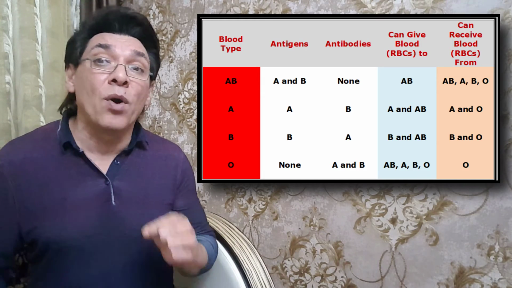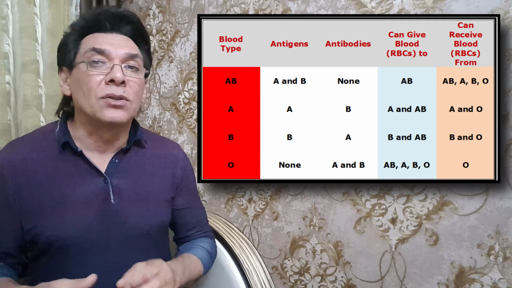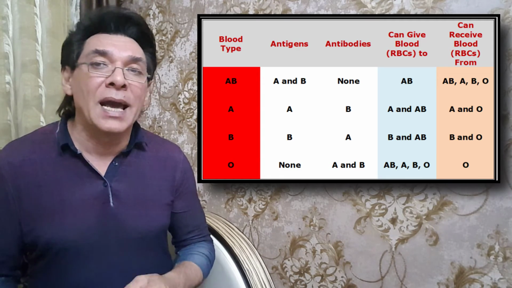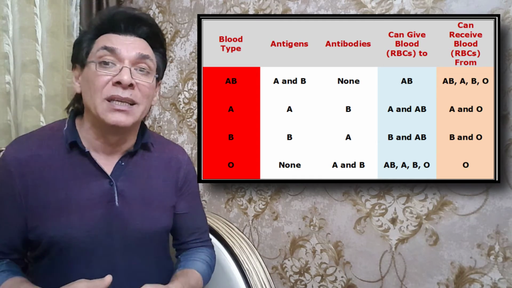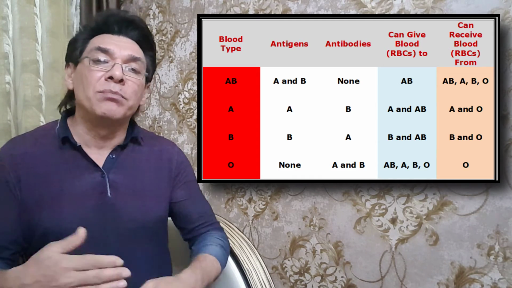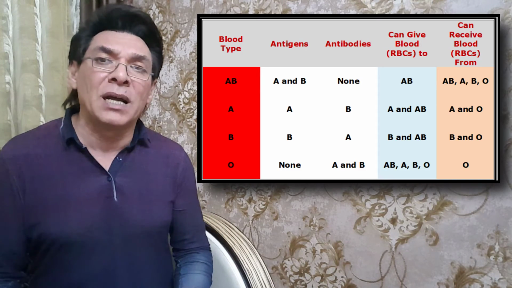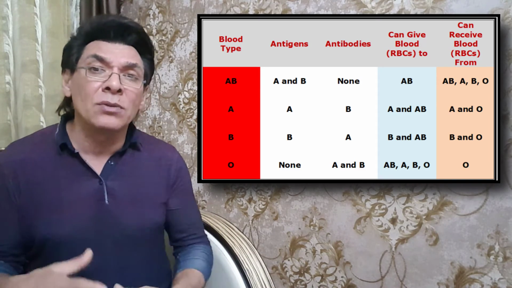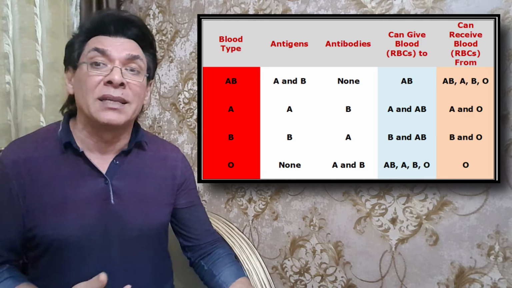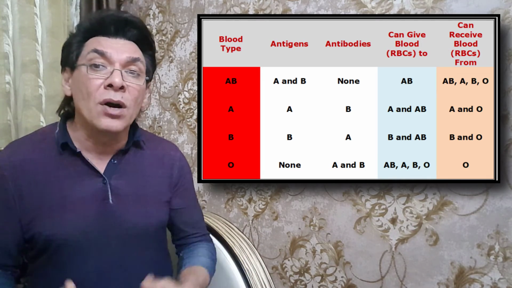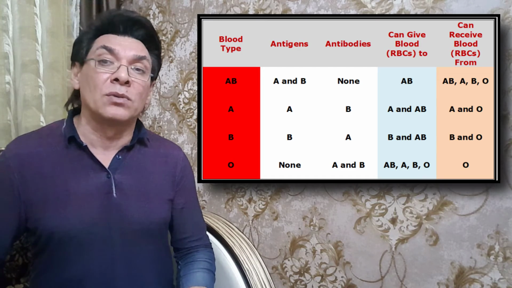Recall that type O erythrocytes don't display A or B antigens. Thus, anti-A or anti-B antibodies that might be circulating in the patient's blood plasma will not encounter any erythrocyte surface antigens on the donated blood and therefore will not be provoked into a response.